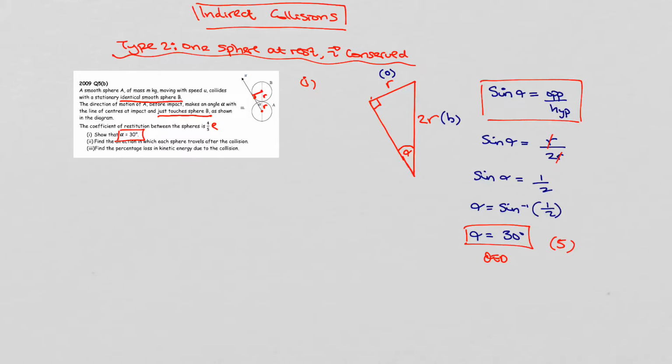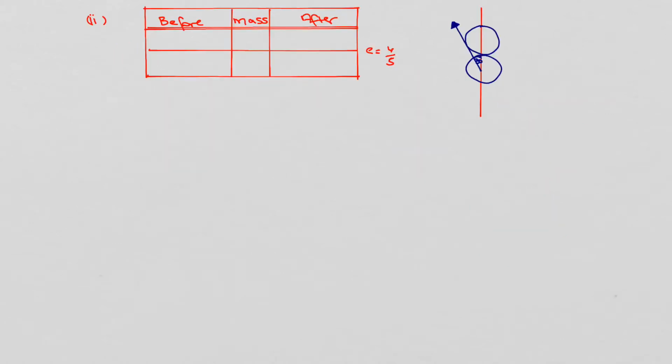To make our table, we have to look at the diagram that's been given to us, and we have to be careful to note that the line of centres is in the j direction this time. Also, we haven't been given the direction beforehand for A, we're only given the direction afterwards. So if we draw a diagram next to our table before we complete it, we can see that this is the direction afterwards.